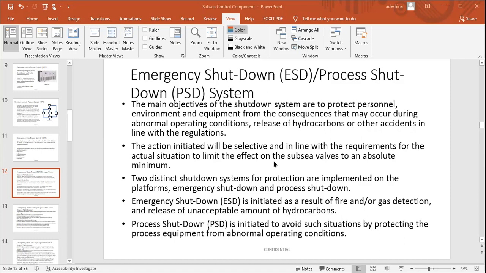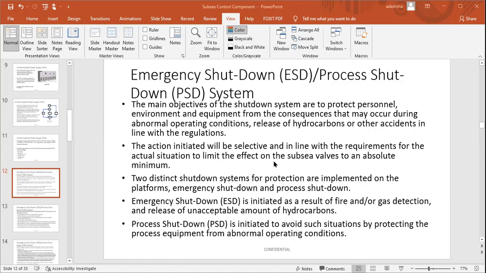All right, and we want to just close the system. So the button that makes this possible is what we call the emergency shutdown or the process shutdown. All right, so this action initiated will be selective and in line with the requirements of the actual situation to limit the effects on the subsea valve to a minimum.